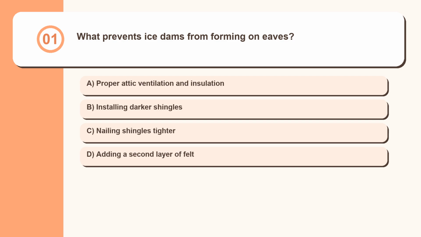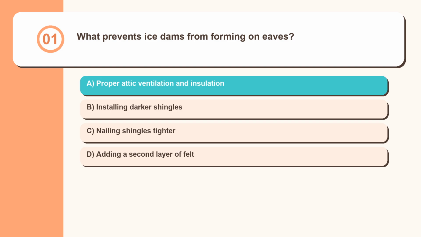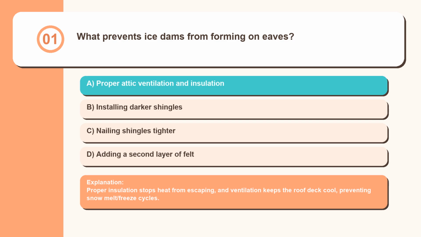Question 1. What prevents ice dams from forming on eaves? Proper attic ventilation and insulation. Installing darker shingles. Nailing shingles tighter. Adding a second layer of felt. Proper insulation stops heat from escaping, and ventilation keeps the roof deck cool, preventing snow melt/freeze cycles.